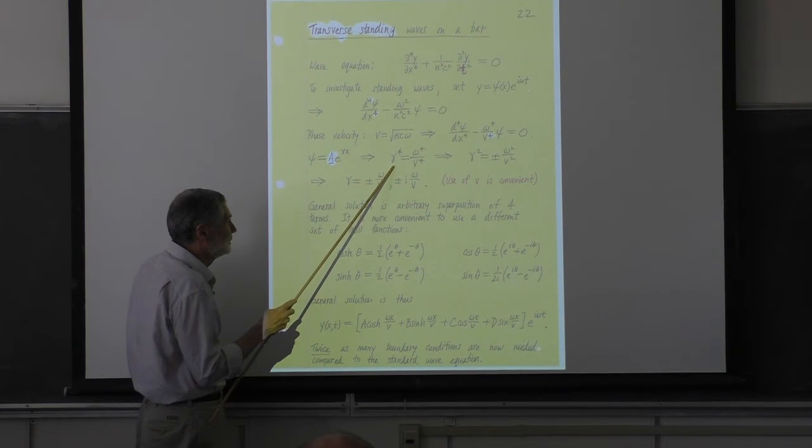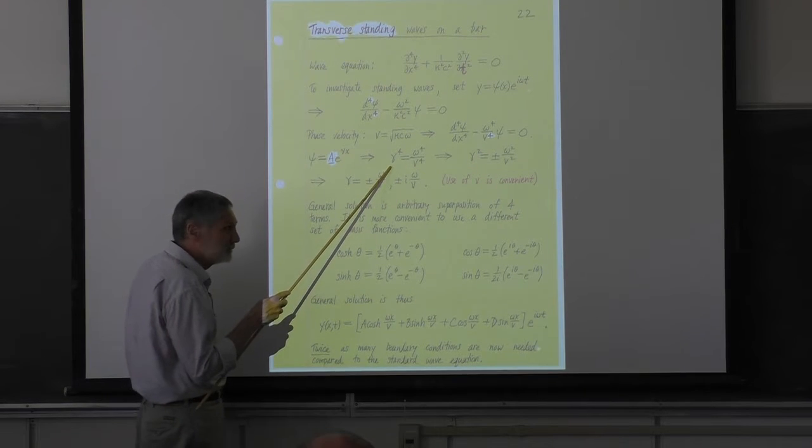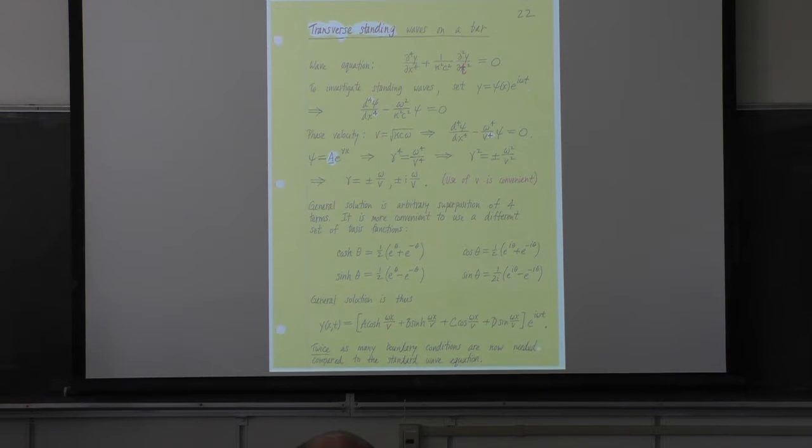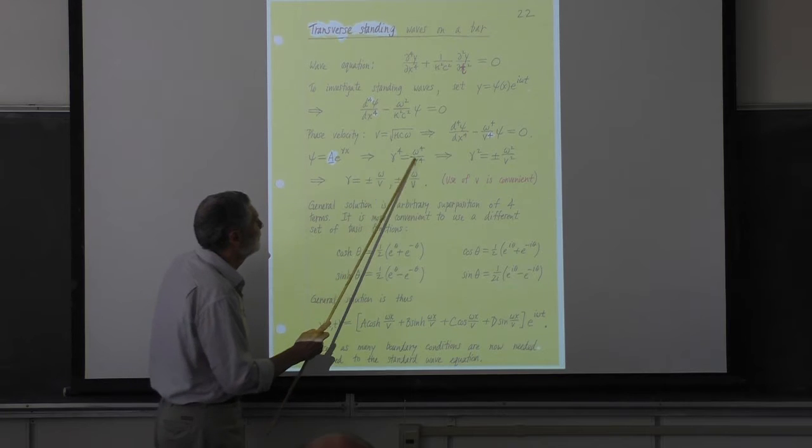All right, so what's the square root of this? You need to be careful here, because we're after the general solution, right? We're after a general standing wave here. When I take the square root of this, what do I get?